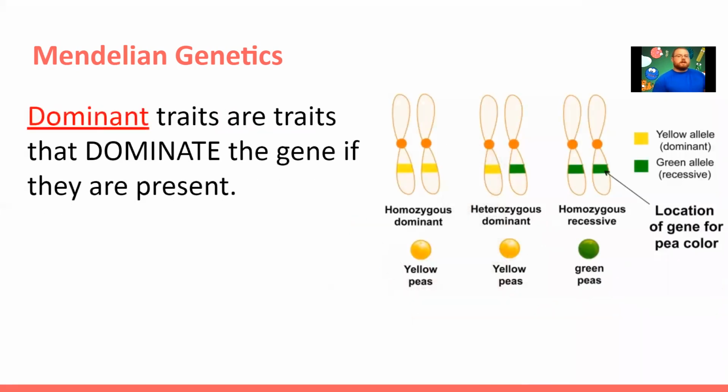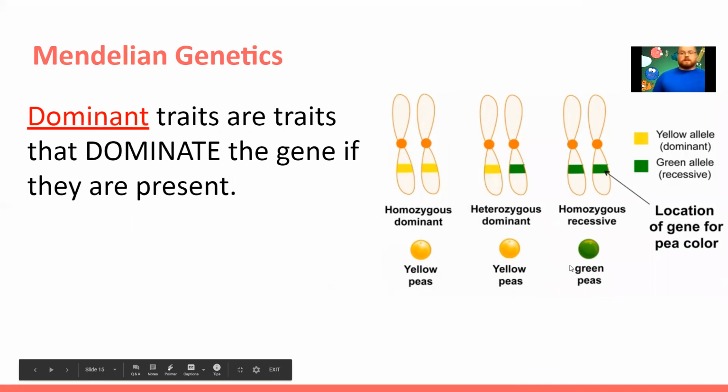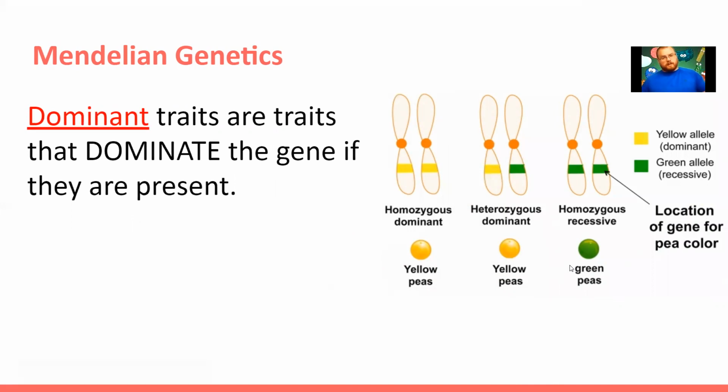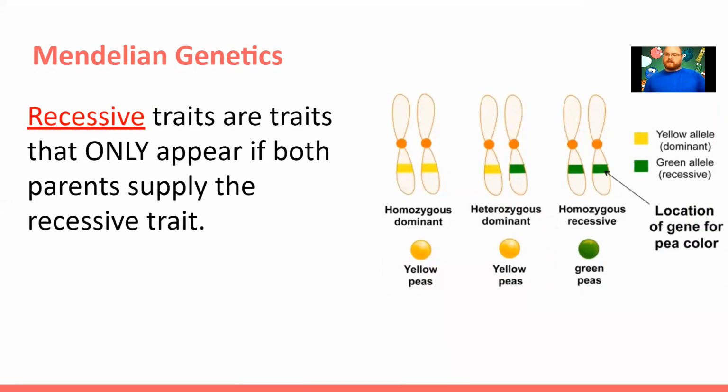So dominant traits are things that dominate the gene, which means they're going to show up no matter what. In this instance right here, we have one dominant gene and one recessive, but we still end up with yellow peas, because yellow was considered to be the dominant gene. However, recessive traits can also be produced if the offspring inherits both of the recessive traits.